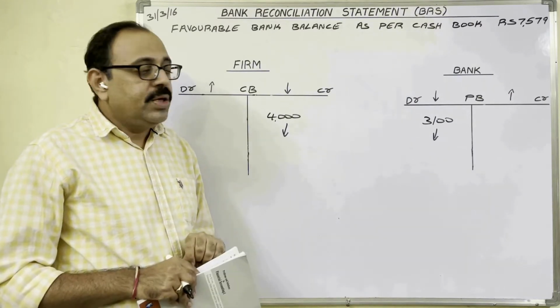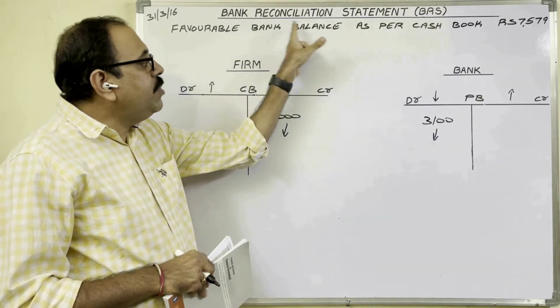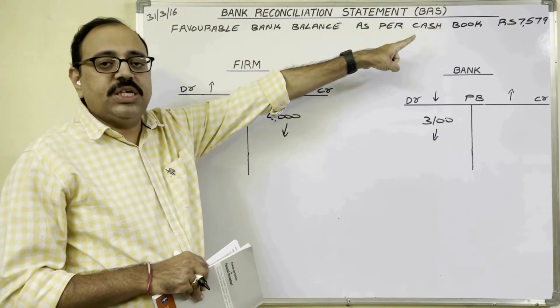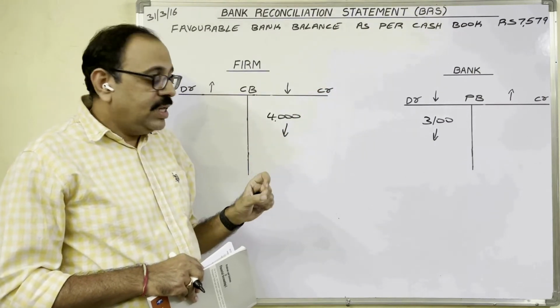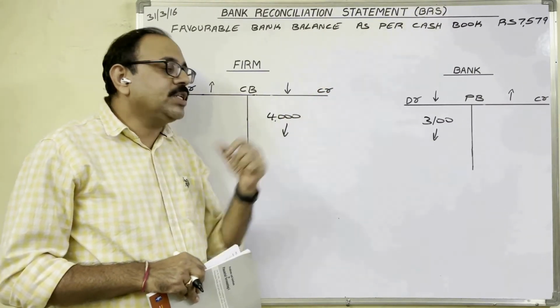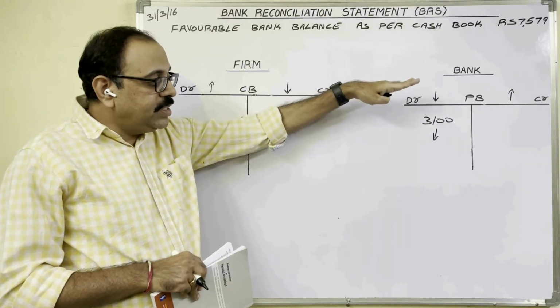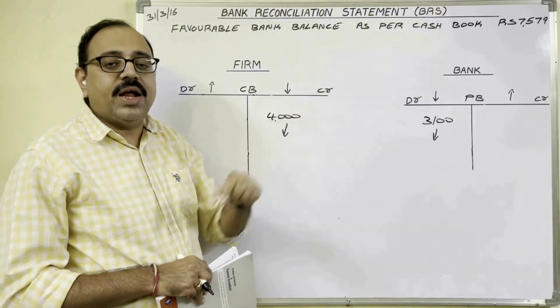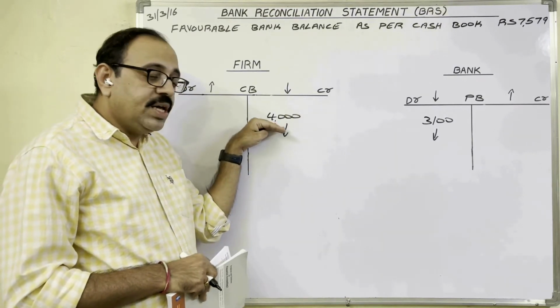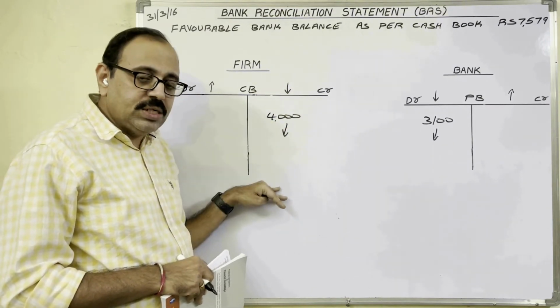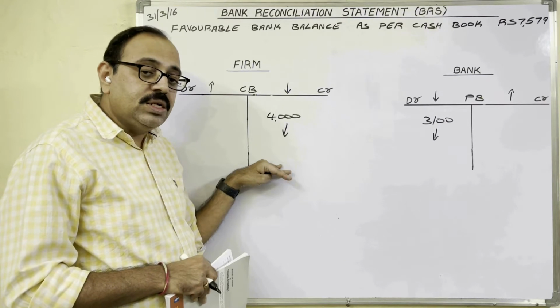Now what to do? In the question, a favorable bank balance as per cash book is given. Then the rule is to adjust the cash book as per the passbook. As per the passbook, what happened? Bank balance is decreased by 3100. But how much did we decrease here? 4000 we decreased. How much extra did we decrease?